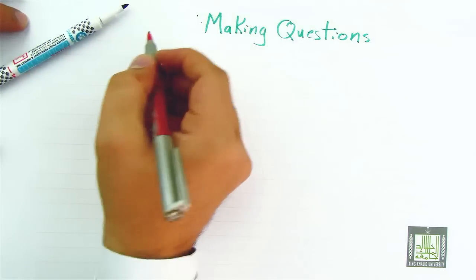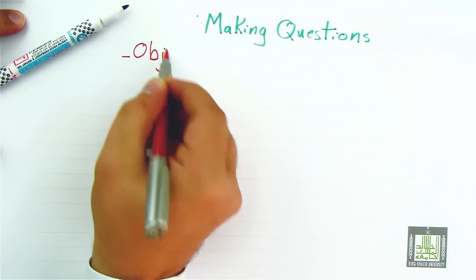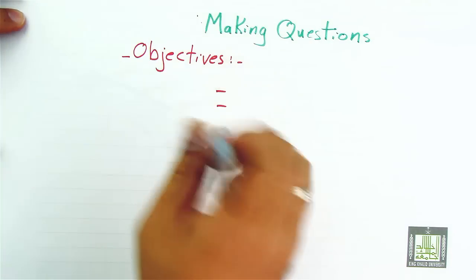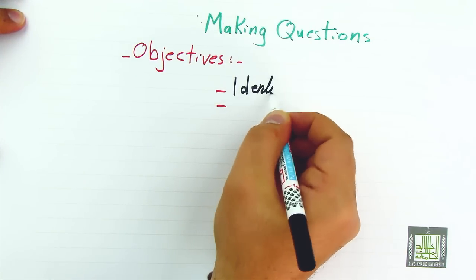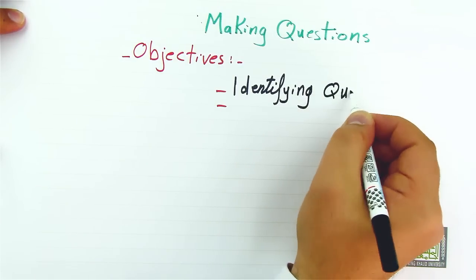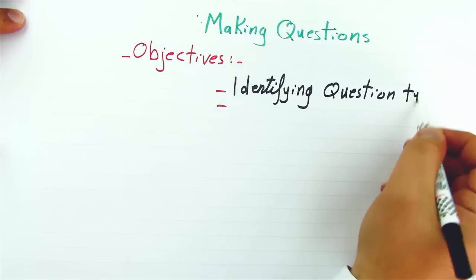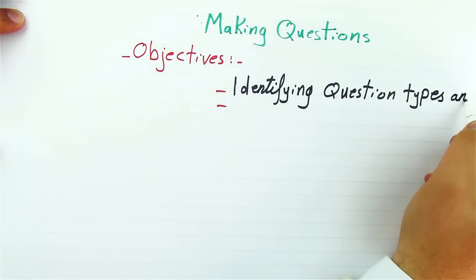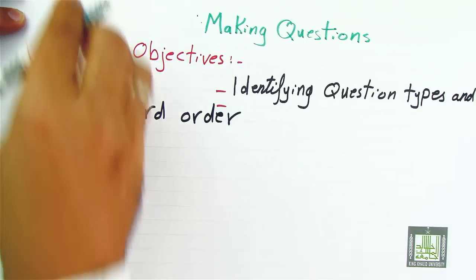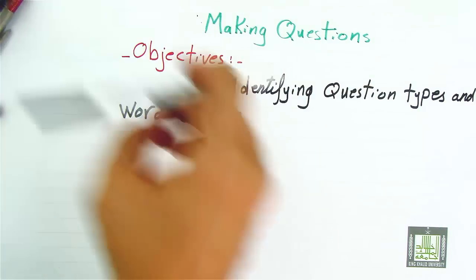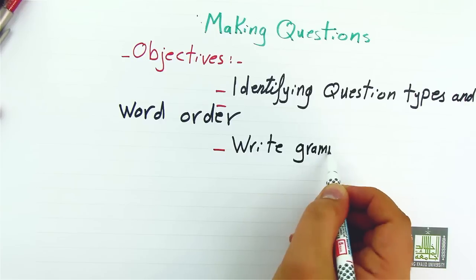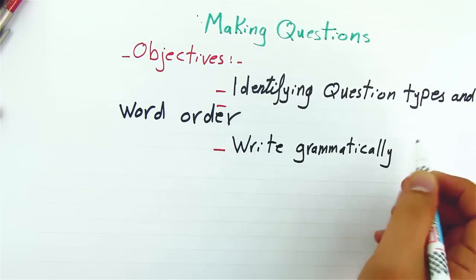The objectives of this lesson are the following. First, identifying question types and word order. Second, we are going to talk about, or the students will be able to write, grammatically correct questions.